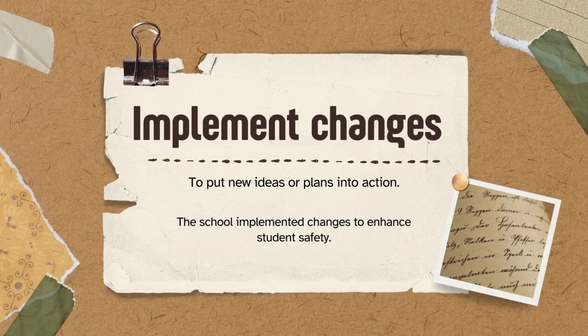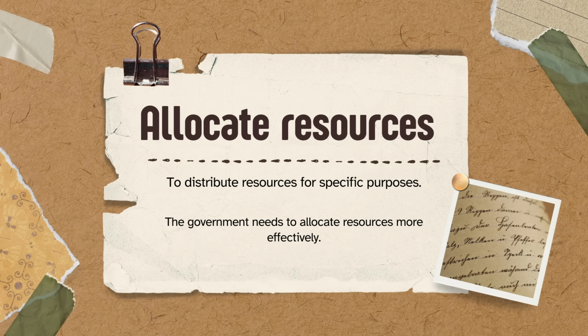Let's look at the second example. The school implemented changes to enhance student safety. Here it seems the school has made improvements to keep students safer. This could involve adding security cameras, training staff for emergencies, or creating stricter rules about who can enter the school premises. Let's move on to allocate resources.